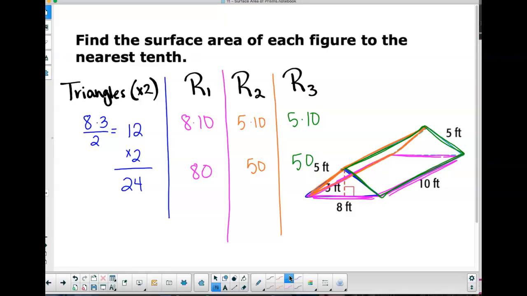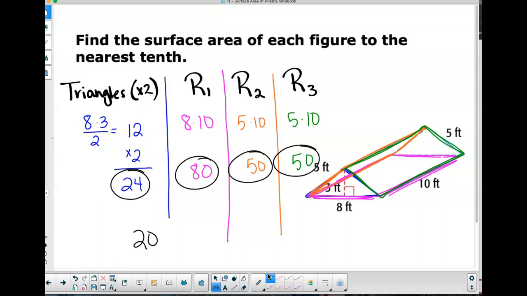Okay, now we've got these 4 numbers, 24, 80, 50, and 50. We just have to add them all together. To find the surface area, you add the area of all the surfaces. So 24 plus 80 plus 50 plus 50. You get 204. How would I label that?